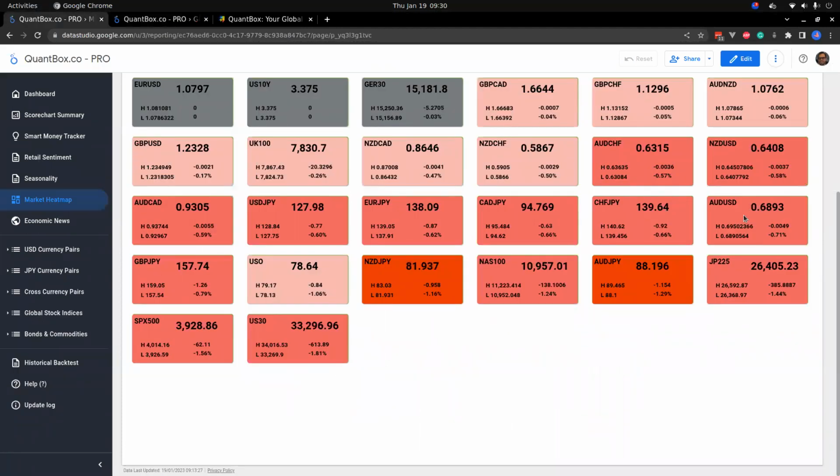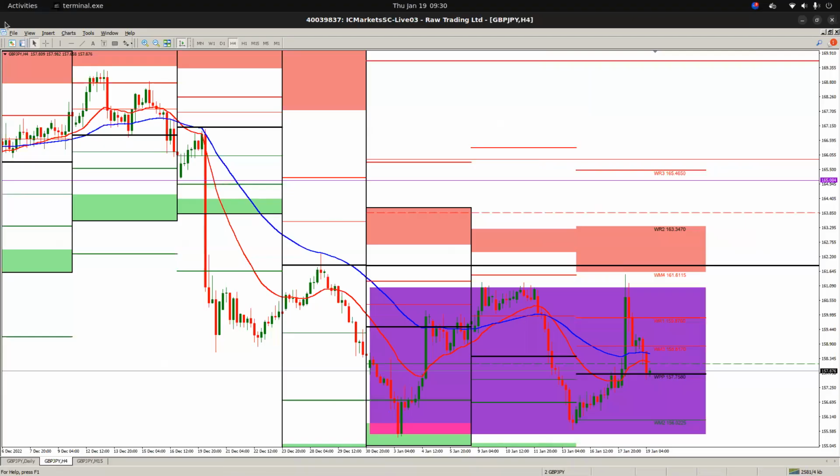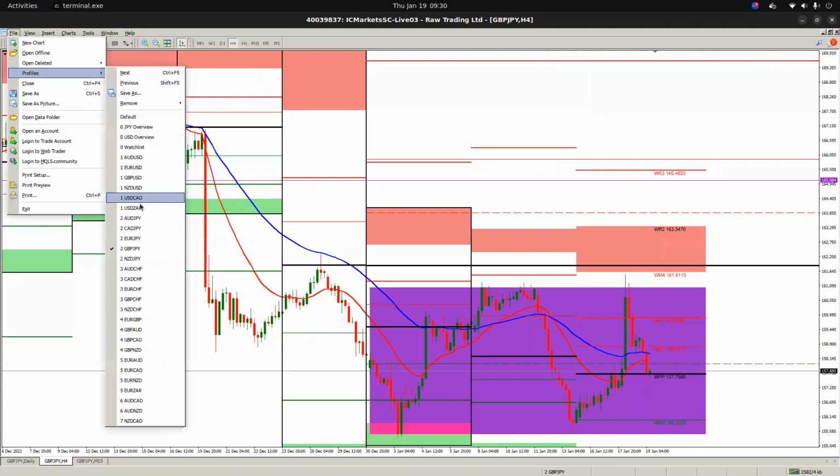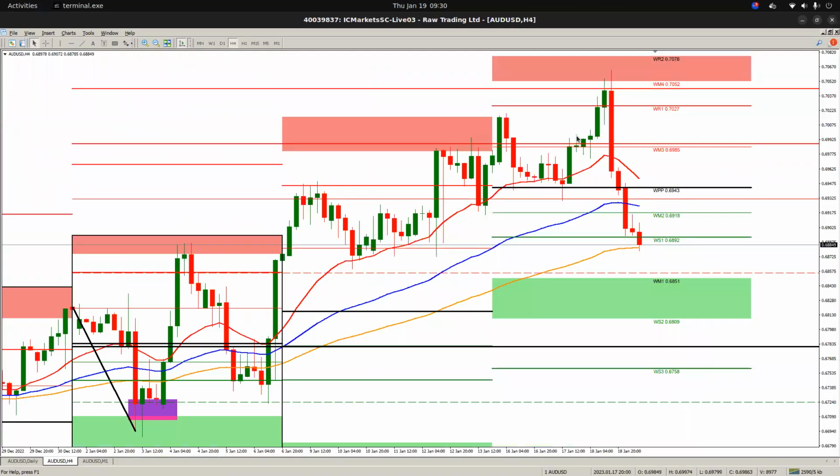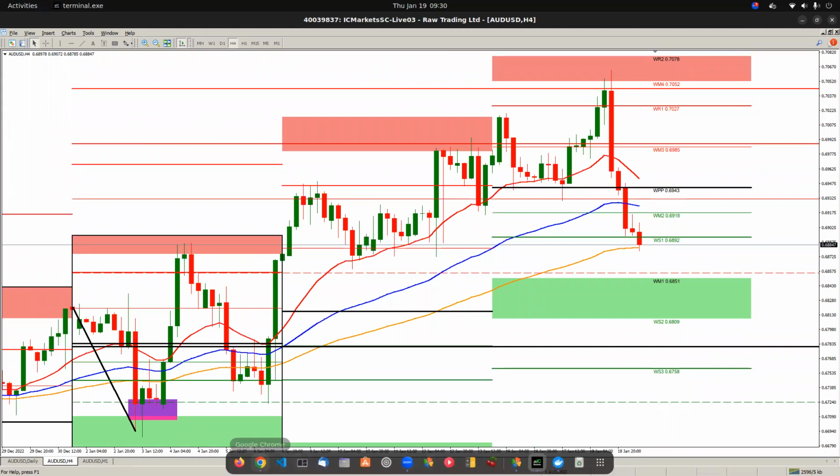And then Aussie dollar USD, right? You can see, so now it's currently showing down. But this trade is now too late for us because we should have taken this yesterday. Well, you should have taken it yesterday. If you were looking at your heat map, you would have. We spoke about that one at the start of the session. Okay. Cool. What else we got?